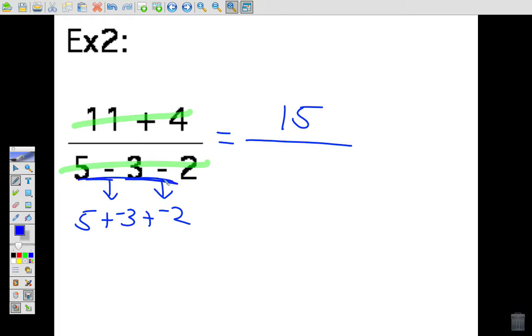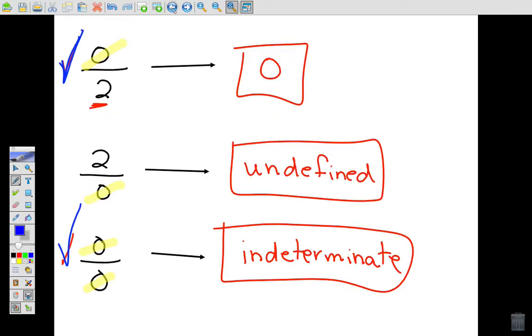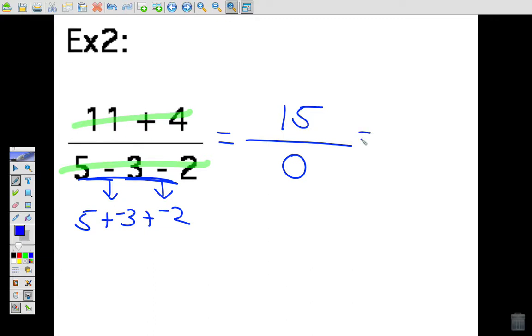If I left it like this, let's see, 5 take away 3 is 2, and 2 minus 2 is 0. Now, I have a number over 0. So which of these three is it? I have a number over 0. That would be what we call undefined. So the answer to this problem is undefined. So really, this is a matter of just having good notes.